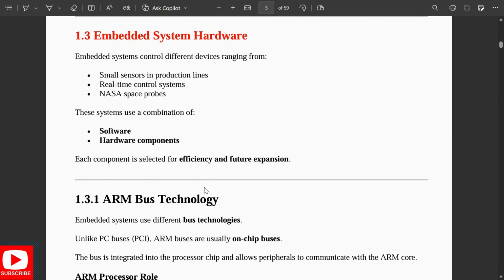Next topic is embedded system hardware. Embedded systems control different devices, ranging from small sensors to production lines and real-time control systems. These systems use a combination of software and hardware components, and each component is selected for efficiency and future expansion.